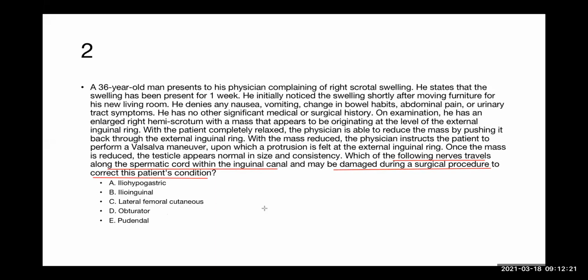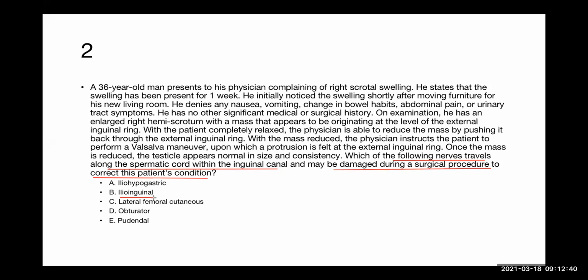Yes, which nerve is that? Ilioinguinal nerve. Exactly, ilioinguinal nerve. Everybody knows that because we have already done this before. Ilioinguinal nerve is a content of the inguinal canal. In case of male, spermatic cord and ilioinguinal nerve.